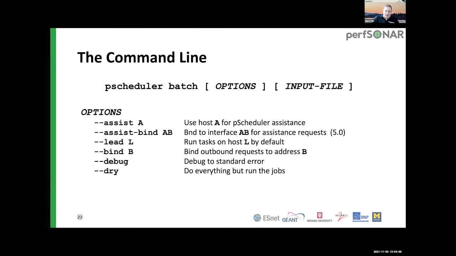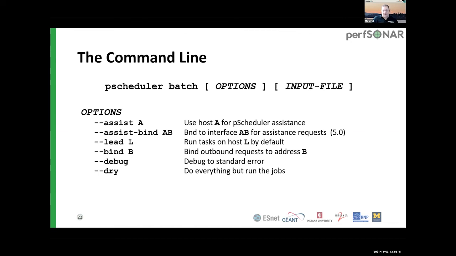You have a thing for determining who the assist server is, who you bind to when talking to that, who's the lead if nothing is specified. Usually by default we use the localhost for that, but we made it an option so that it gives you some additional flexibility. You can set a bind address for where outbound requests come from if you have multiple interfaces.